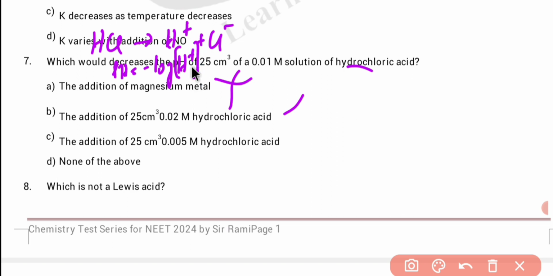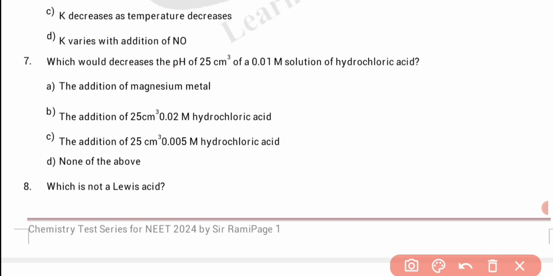So increasing concentration will decrease pH. So the question is, which would decrease the pH of 25 cm³, that is 25 ml, of 0.01 molar HCl solution? Addition of HCl to an HCl solution will increase the concentration of H+ ion. So this will decrease the pH.